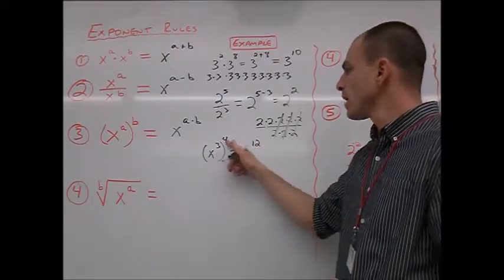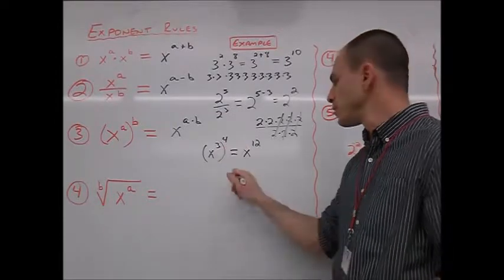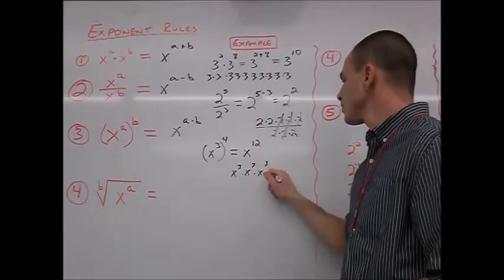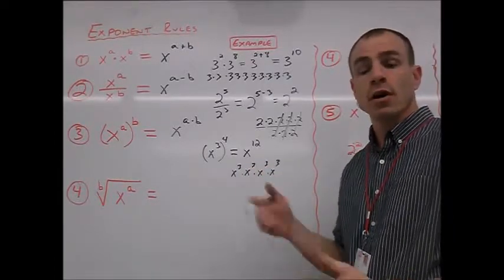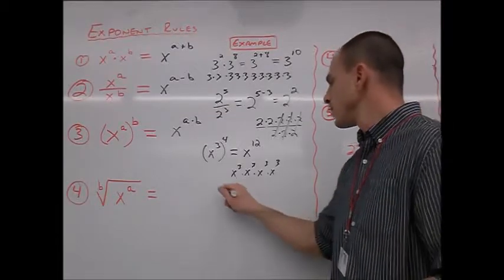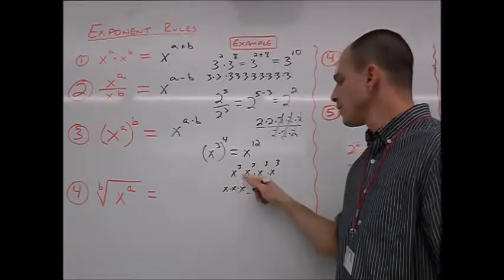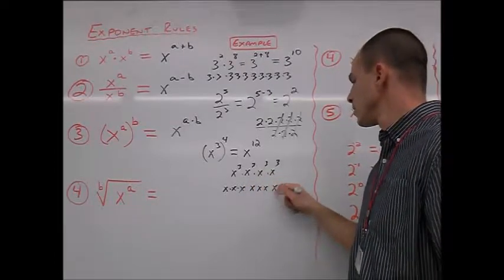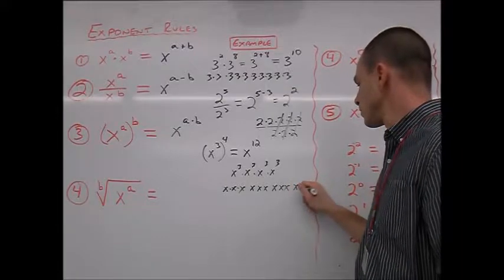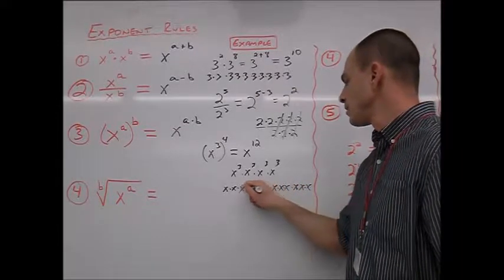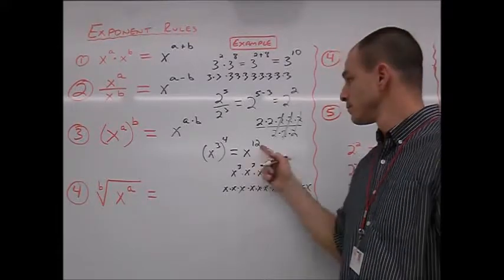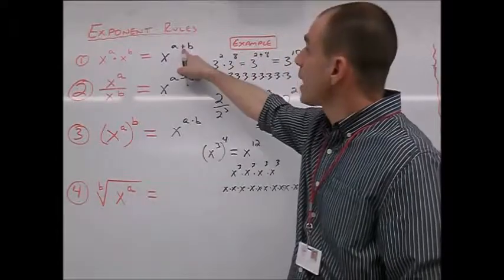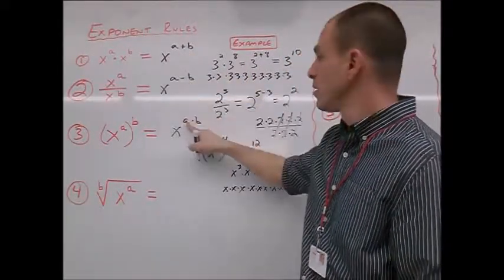What's our proof of this? Well, we have x cubed to the 4th power, which means we're doing x cubed times x cubed times x cubed times x cubed. Right? There's 4 x cubes all being multiplied together. What's x cubed? That's x times x times x. And then we've got it again a second time, and then a third time, and then a fourth time. They're all being multiplied. Guess how many x's we have total? 12.